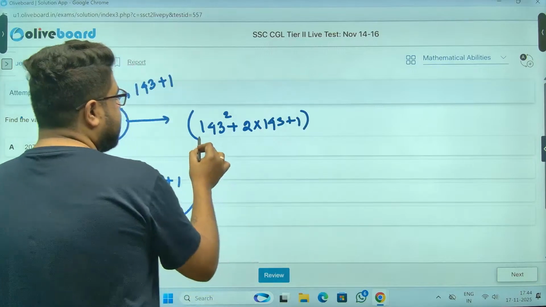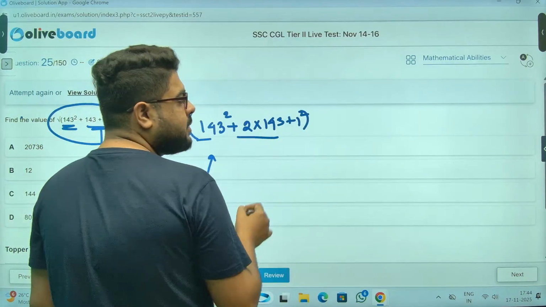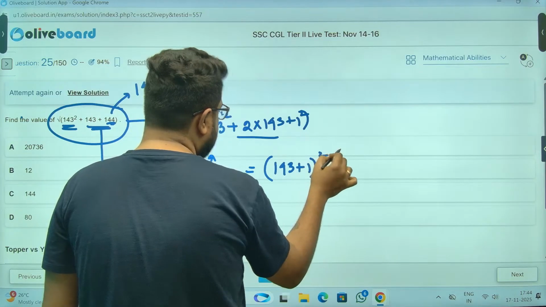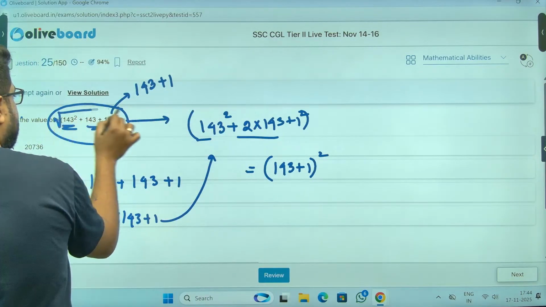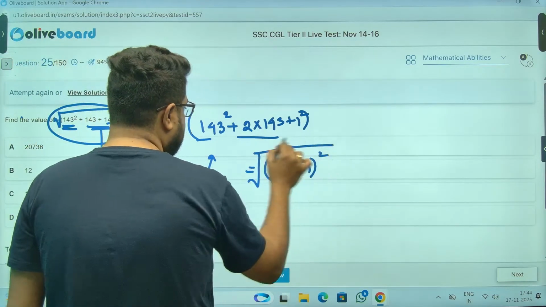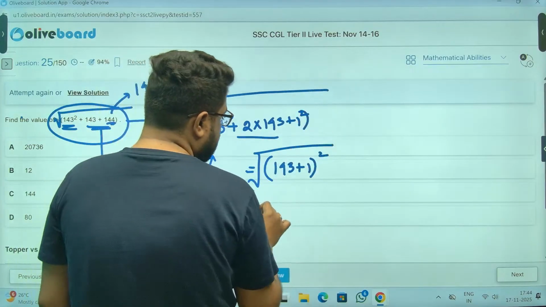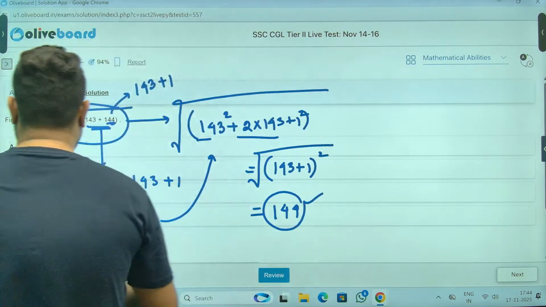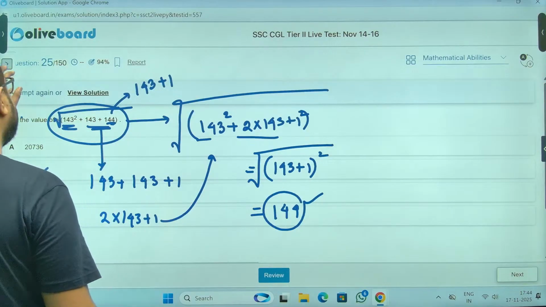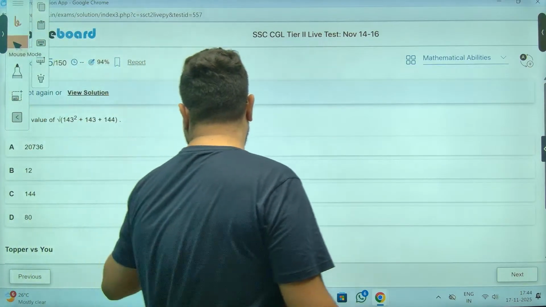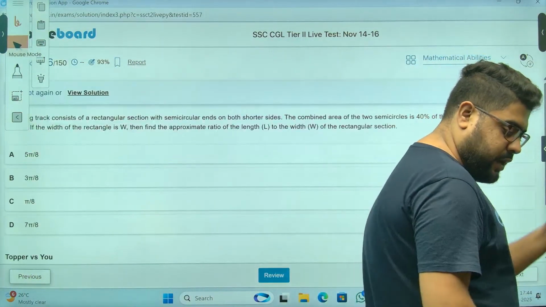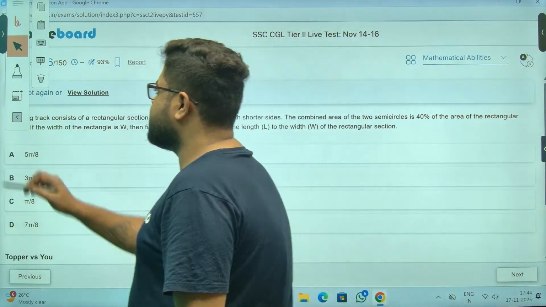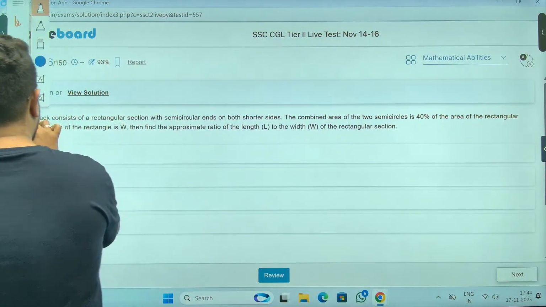Sir, can you see a square plus 2ab plus b square? So it will be 143 plus 1 whole square. So this is under the square root sign, sir. So that means the answer will be 144. So my answer will be option number C, which is 144, sir. Moving on, again, very simple. Yes, Abhijit, 144 is most definitely your correct answer, brother.